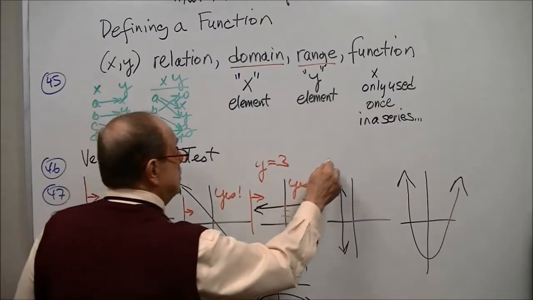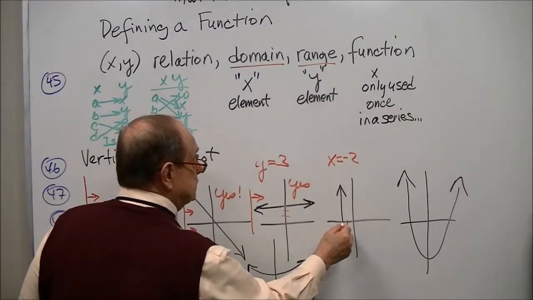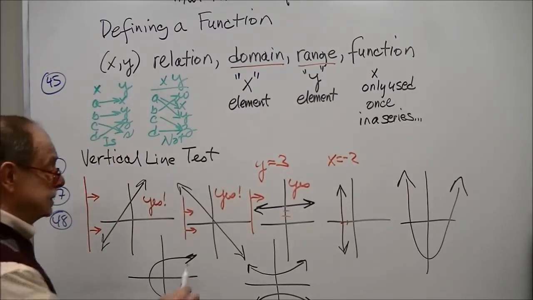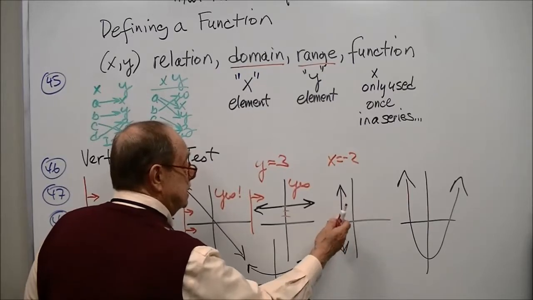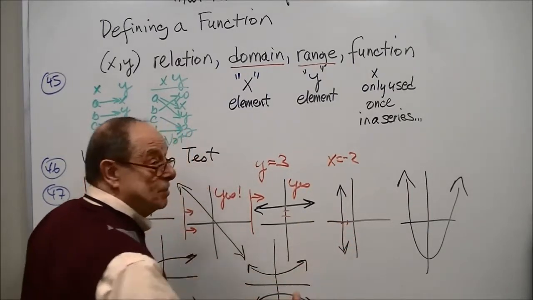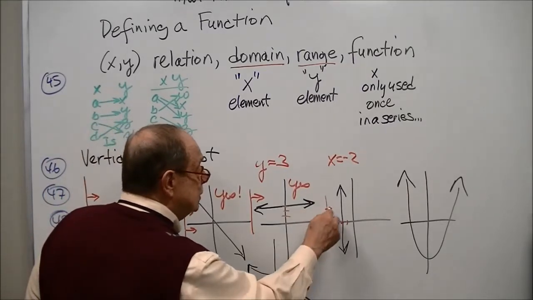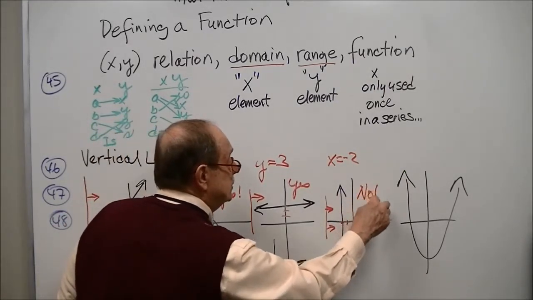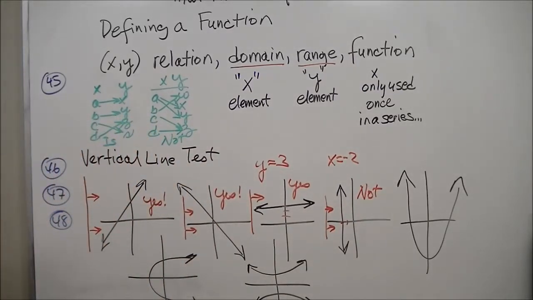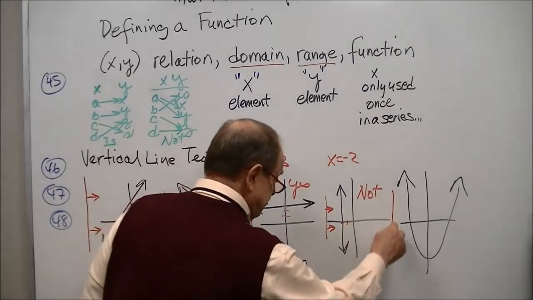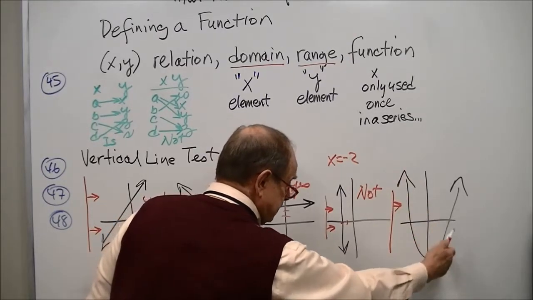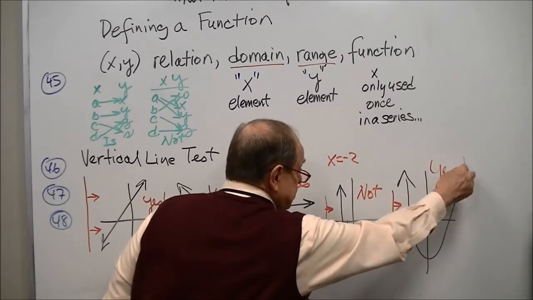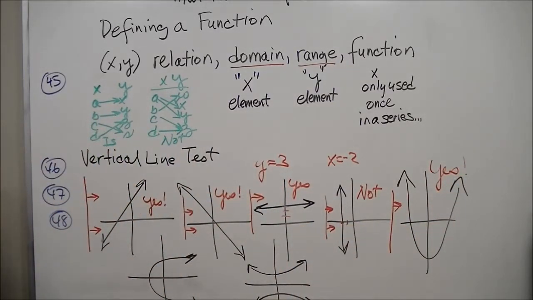Now, this equation, you might recall, was x equals -2. It's a vertical line. When you put the vertical line over a vertical line, does it pass the vertical line test? That is, does it intersect at only one spot? No, it intersects at an infinite number of spots. So this is not a function. How about an upward opening parabola? Does this pass the vertical line test? Well, as you notice, the answer is yes. So this is a function. And by the way, if the parabola opened to the bottom, that would pass as well.